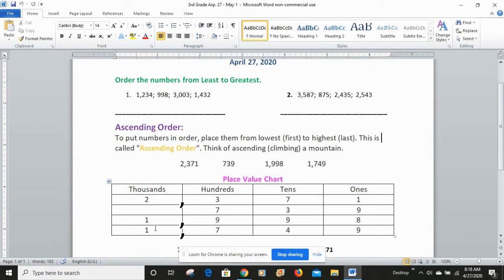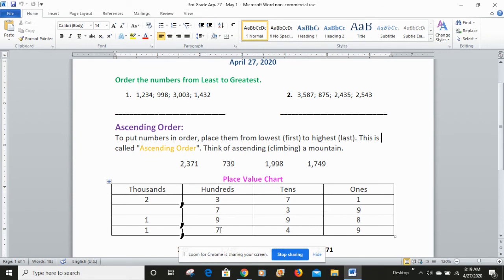What comes next? Well, I've got a 1, and a 2. We know the 2 is the largest out of these, so that would be our greatest number. So that one would be at the end, 2,371. So these two numbers have to fit in between 739 and 2,371. And if we've got the same digit in the thousands place, it doesn't help us. So now we go over into the hundreds place. And you can see there's a 7 and a 9. Which number is larger? Which number is smaller?